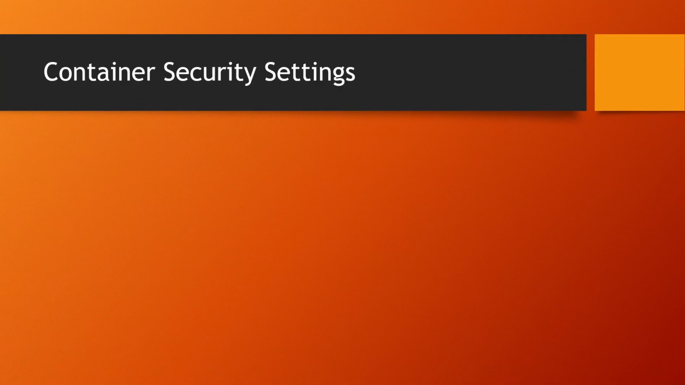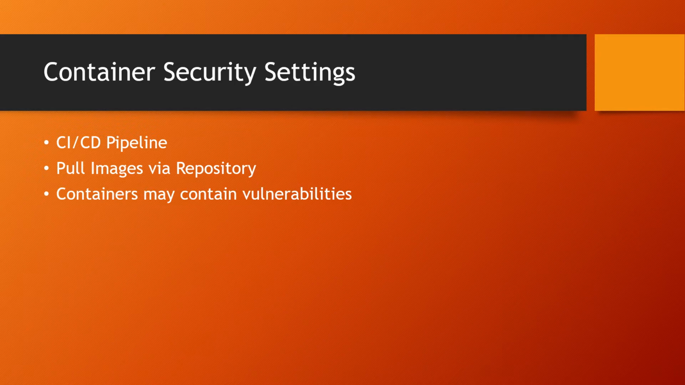Containers can be built and deployed into the production environment via a CI/CD pipeline. Images can be pulled from the repository and deployed into the environment as part of the automation. However, containers may contain vulnerabilities, hence it is important to verify the security health status before pushing them into production.